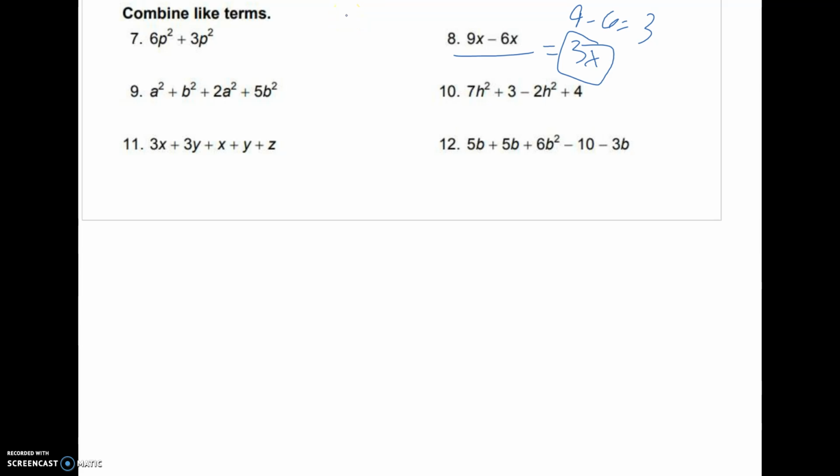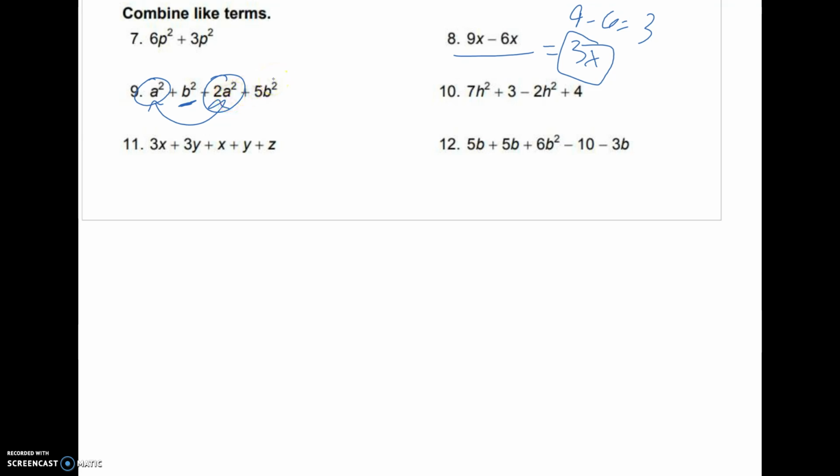Okay, here we go. It might help you to circle the like terms first. We have an a squared. Can I combine that with b squared? No, I cannot. You can only combine like terms. If you didn't catch that earlier, you cannot combine terms that are not alike. So I can't combine the b squared and a squared. I can combine these two right here, a squared and 2a squared.